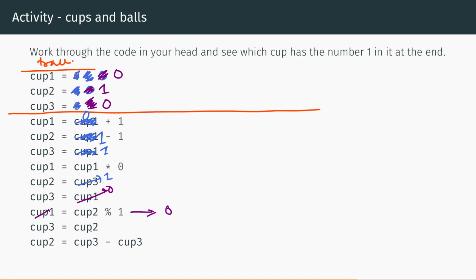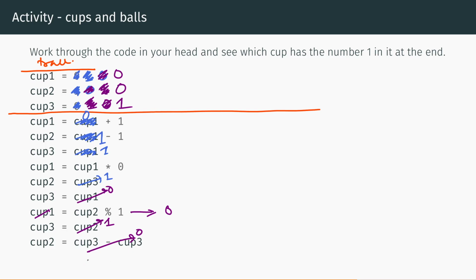Cup3 equals cup2. Okay, cup2 is 1, so replace this by 1. Cup3 is now 1 as well. Cup2 equals cup3 minus cup3. Whatever it is, it must be 0, obviously, right? This must be 0, right? You subtract something by itself, it becomes 0. So cup2 is 0.